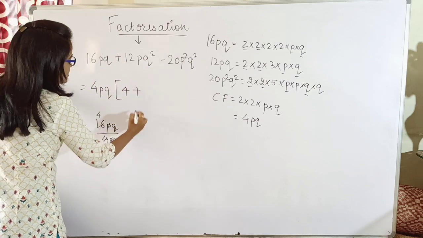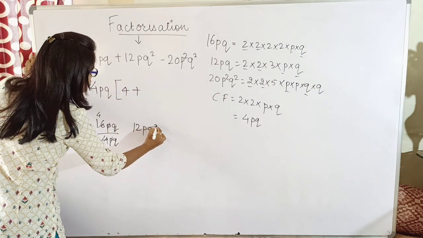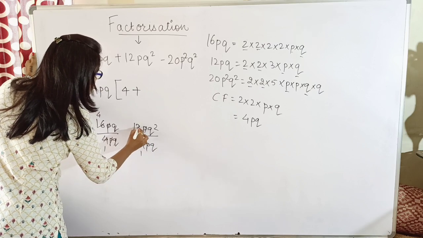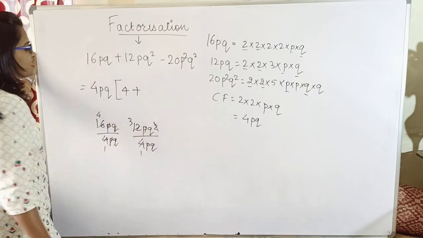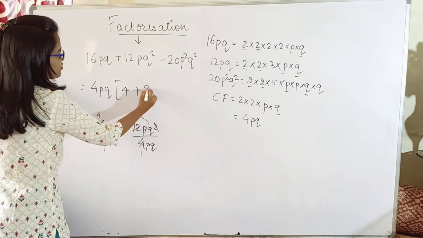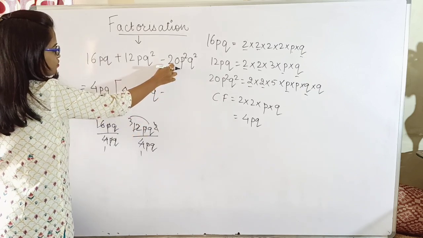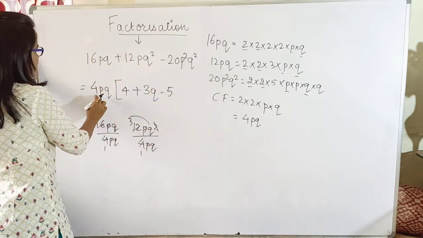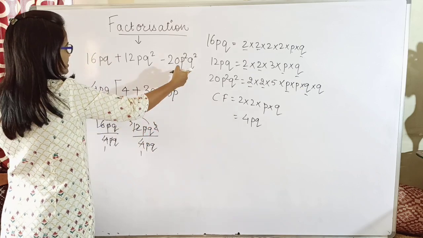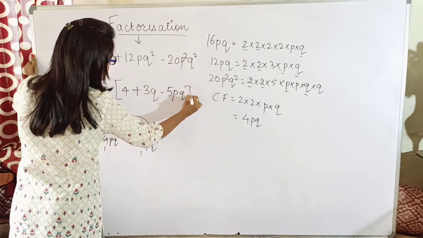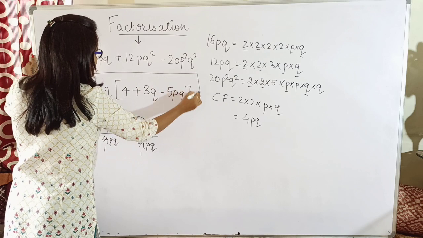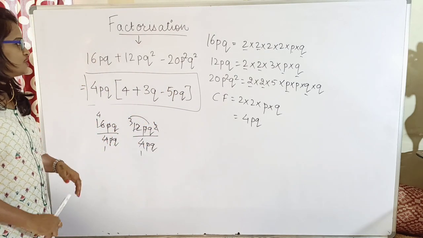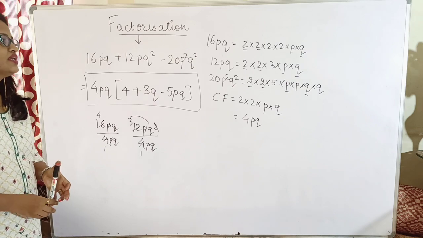Next term, plus sign, 12pq², again divided by 4pq. p, p, 4 ones are 4, 4 threes are 12, one q will get cancelled. So what is remaining? 3q. Minus 20 divided by 4, which gives me 5. p² divided by p will give me just p, whereas q² divided by q will also give me just q. So this is the factorized form of the given expression 16pq plus 12pq² minus 20p²q².